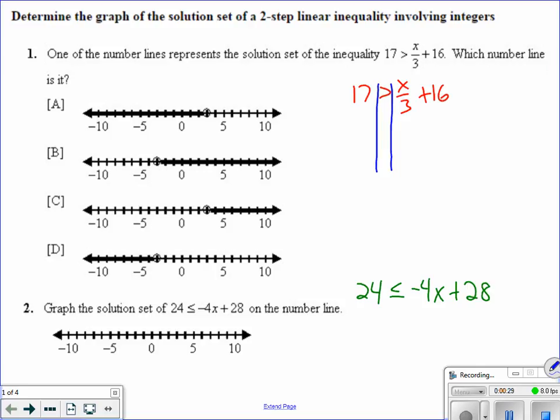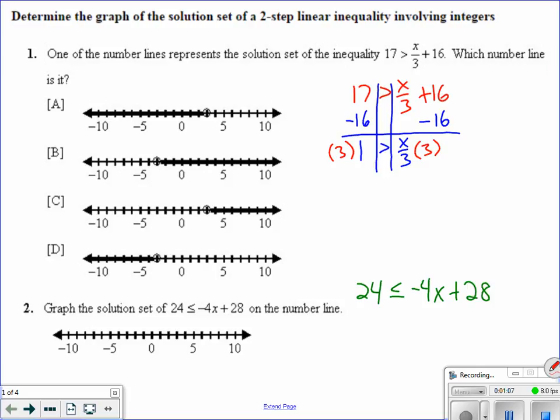The first thing I can get rid of on the side with the x is that 16. So the opposite of adding 16 is subtracting 16. 17 minus 16 is 1. It's still greater. And all I have left on the right side now is the x over 3. So now I need to get the x by itself, I need to get rid of this dividing by 3. So the opposite of dividing by 3 is multiplying by 3. So I'm going to multiply both sides by 3. Whatever I do to one side, I have to do to the other.